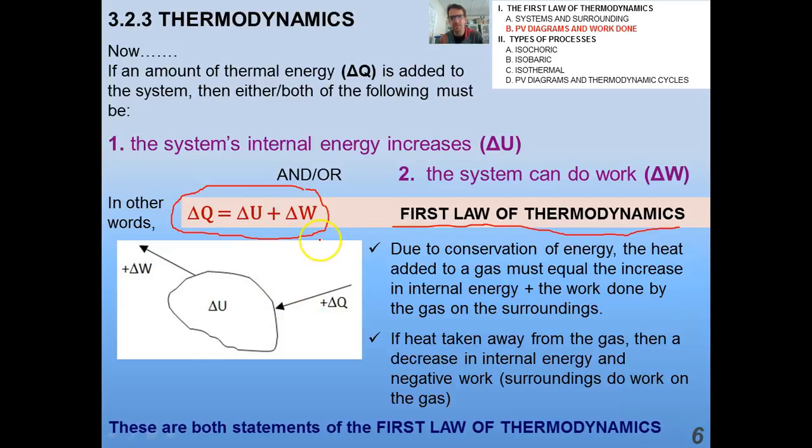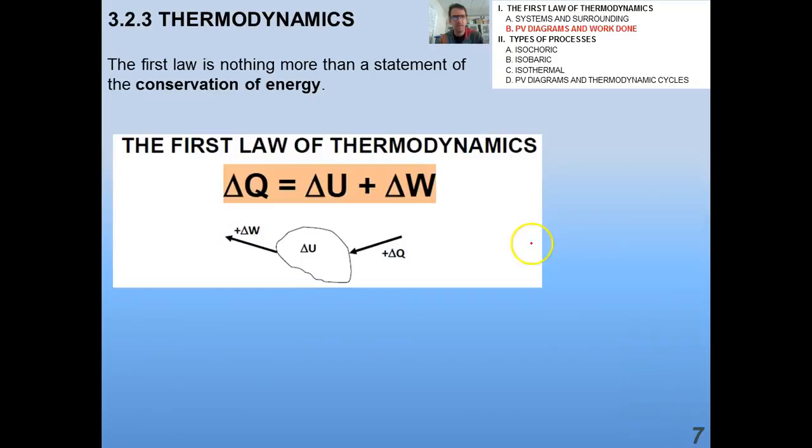These are both statements of the first law of thermodynamics. Okay, so again, the first law is nothing more than a statement of the conservation of energy. This is it right here.